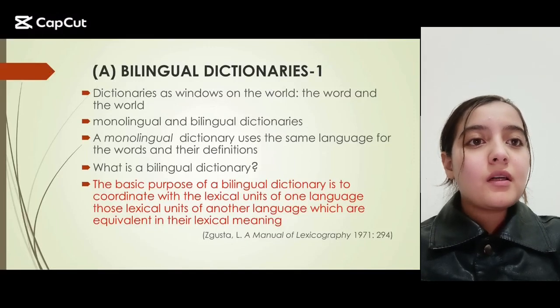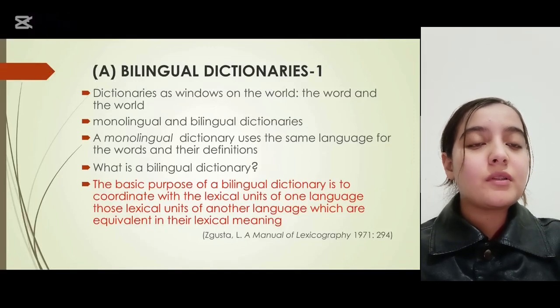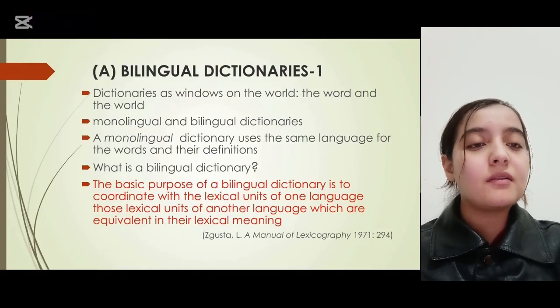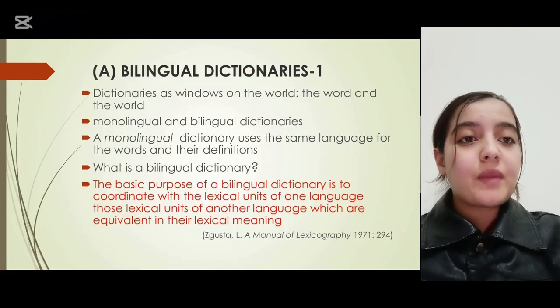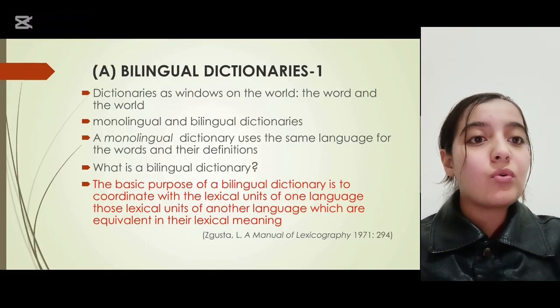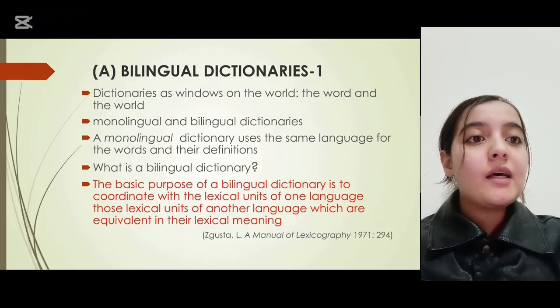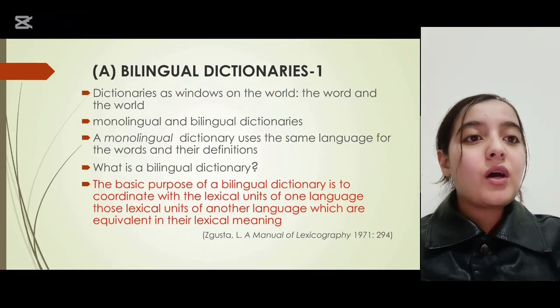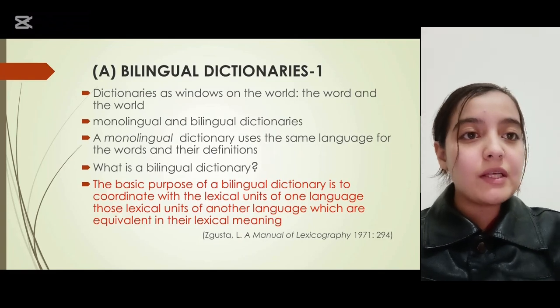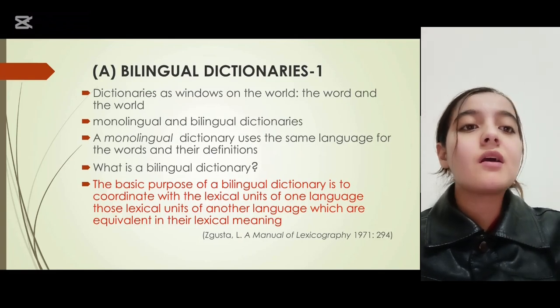Well, firstly, dictionaries. Before I go to the bilingual dictionaries, generally about dictionaries, what we can say is that dictionaries are windows of the world. A typical expression used often is "the word and the world", and the word is our way of accessing the world. So dictionaries come in different forms, and there are different categories. But I think for our purpose, we need to look at the monolingual and bilingual dictionaries and their definitions.